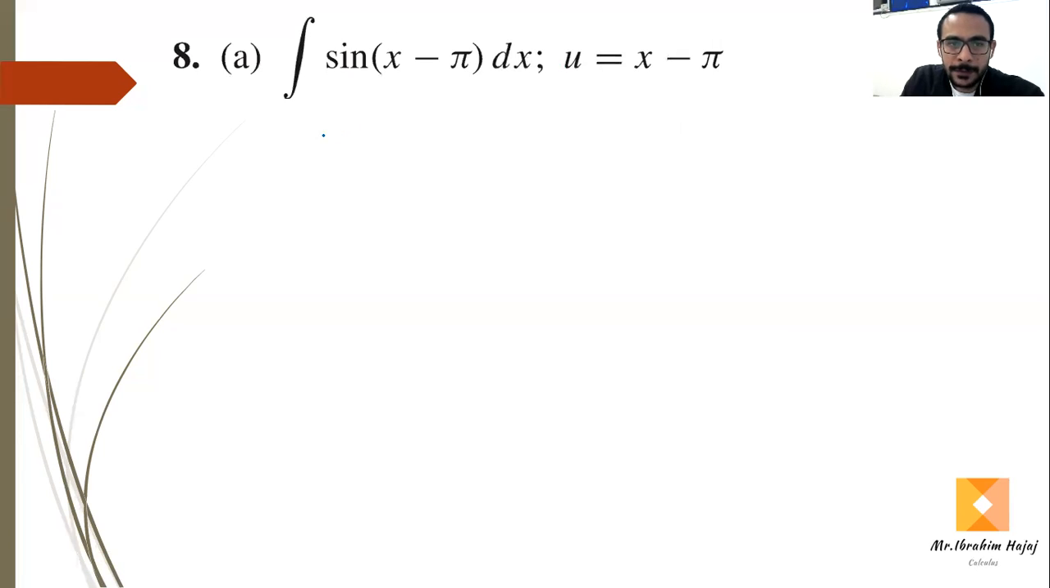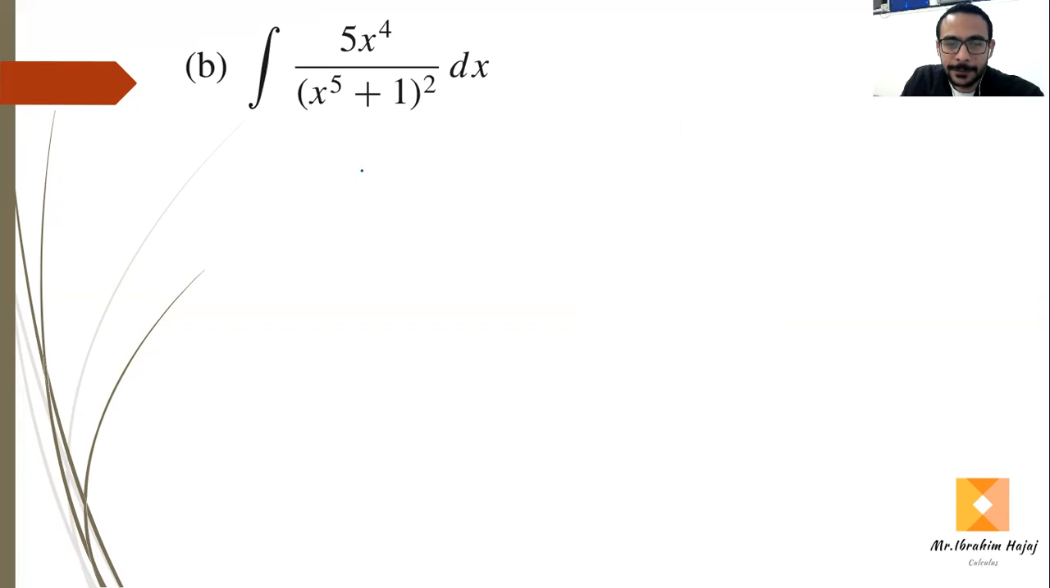Now letter B in question 8. U is not given, so you have to decide what the value of u is. What should we let u be here? Ilyas, what's the u? U is x to the power of 5 plus 1. Correct. Why did you choose that, and not 5x to the power of 4?